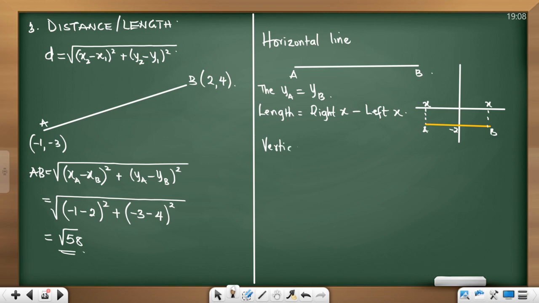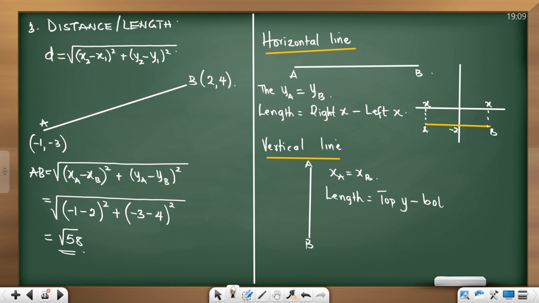What about a vertical line? A vertical line will look like this. What are we saying? The X value of A is the same as the X value of B. Therefore, the length would simply be equal to top Y value minus bottom Y value. This makes life very easy. It's going to give you the exact same answer as the distance, because the X and the X would give you a zero, and zero squared would be zero. This is how to calculate the distance or length between two points. This whole concept will come together when we look at properties of parallelogram.